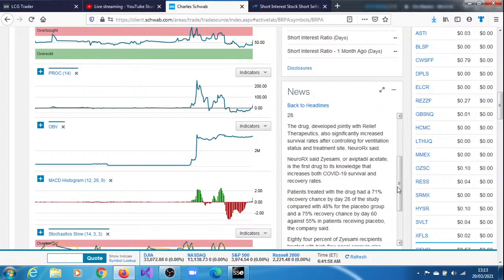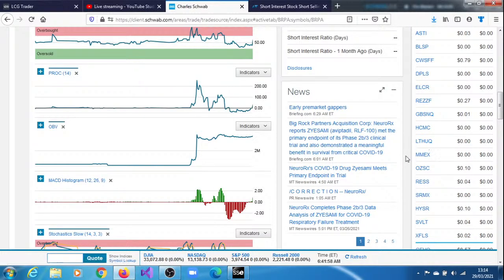NeuroRx said Zyesami, or aviptadil acetate, is the first drug to its knowledge that increases both COVID-19 survival and recovery rates. Patients treated with the drug had 71% recovery rates by day 28 of the study, compared with 48% for the placebo group, and 75% recovery chance by day 60 against 55% in patients receiving placebo, the company said.